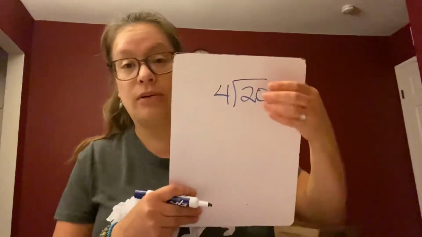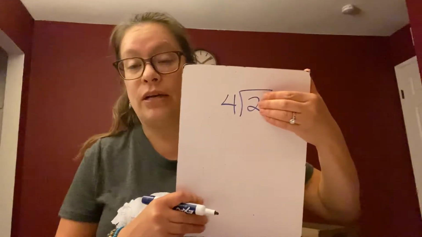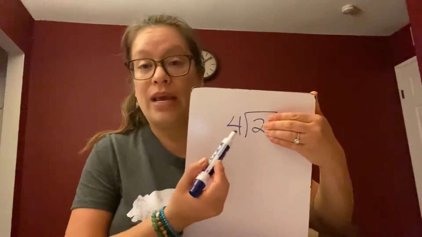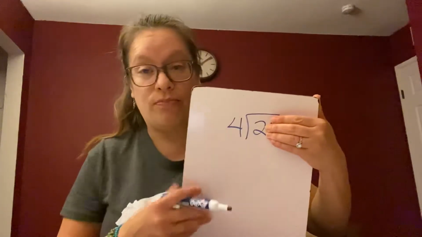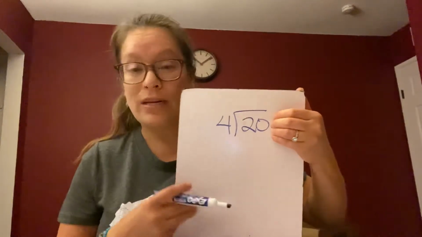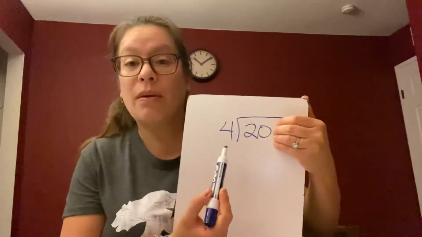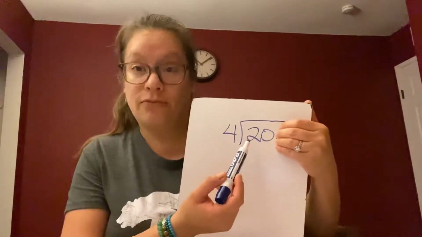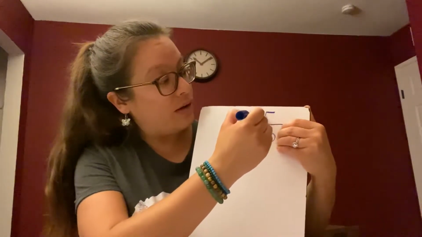All right, let's start. So you cover it, right? You do digit by digit. 2. Can 4 go into 2? No. So then you would use 20, right? So how many times does 4 go into 20? 5. Great. Put my 5 here.